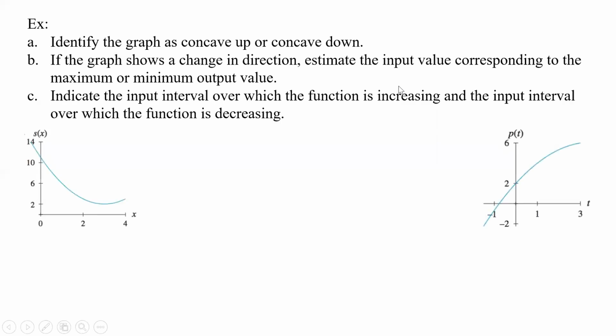All right, so first we're going to look at the two graphs here in this case, and we're going to identify the graph as concave up or down. Then, if the graph shows a change in direction, we're going to estimate the input value corresponding to the maximum or minimum output value. And then we're going to indicate the input interval over which the function is increasing and the input interval over which the function is decreasing.